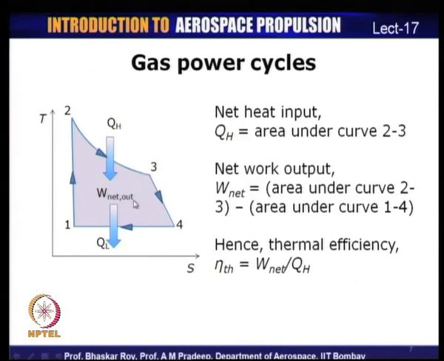Therefore, thermal efficiency is W net out divided by Q h, or Q in. Whatever changes we make to a cycle, if that affects this ratio, that is the ratio of the area enclosed by the cycle to the area under the heat input curve, then that can lead to a change in the efficiency of this cycle.